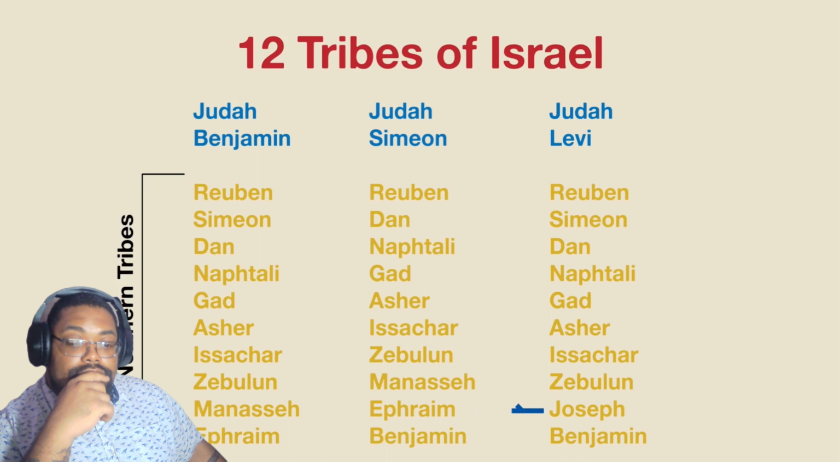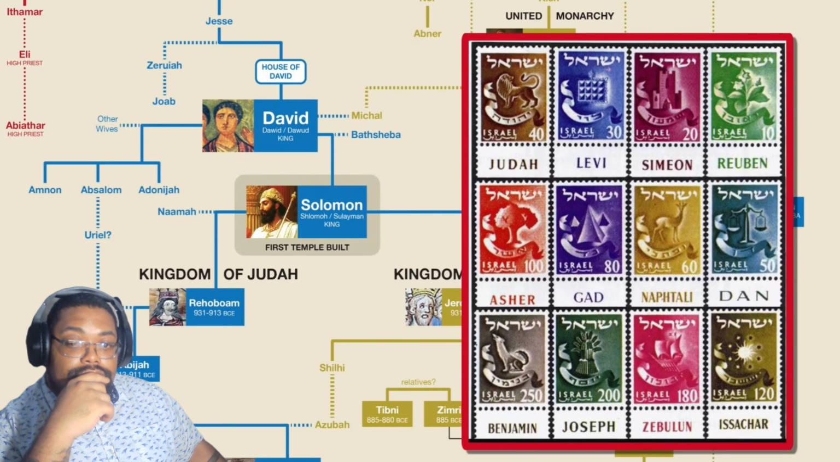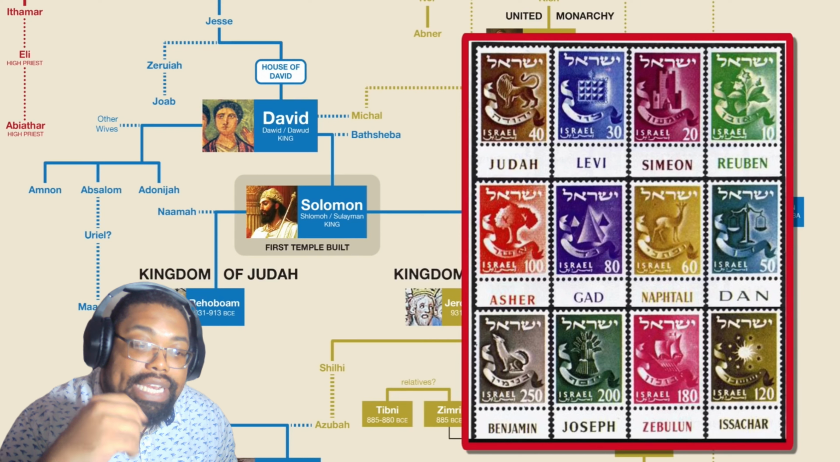But a third way is to go ahead and count Levi, but to combine Ephraim and Manasseh back together as the tribe of Joseph. This is the way that Jews usually count the 12 tribes, as evidenced by these stamps from the modern state of Israel. But no matter which way you divide the tribes, again, you usually end up with 10.